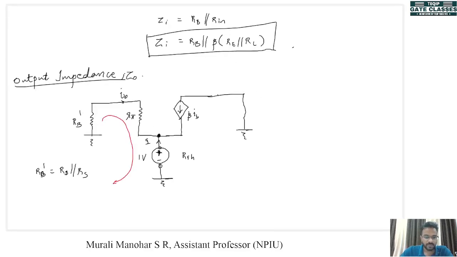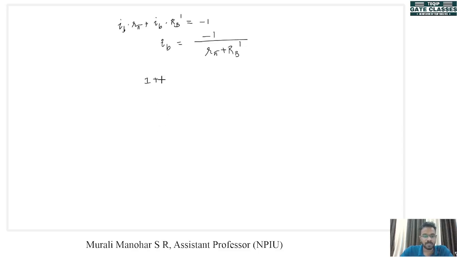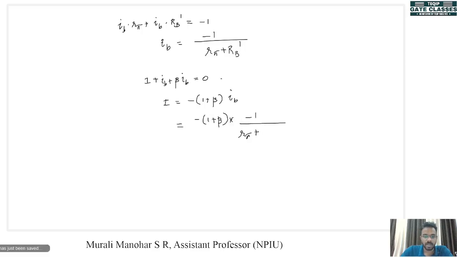Now at this junction we can apply KCL. IB is flowing here, beta IB is flowing here, and I is flowing in this direction. That means I plus IB plus beta IB is equal to 0. That means I is equal to minus of 1 plus beta into IB. Now we know what is IB. We can substitute it here. We will get minus of 1 plus beta into minus 1 divided by R pi plus RB dash. Minus minus cancels. So I is given by 1 plus beta divided by R pi plus RB dash.